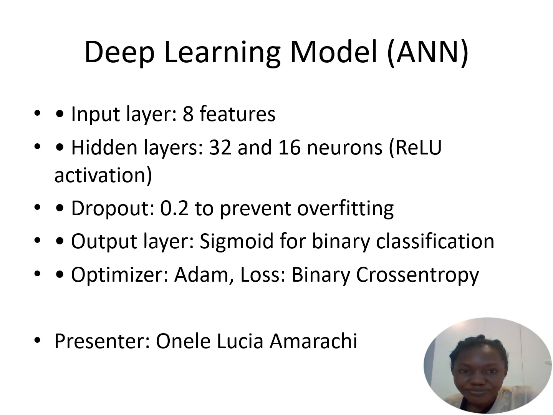Hello, my name is Lucia. For the deep learning model, ANN, we built a simple feed-forward network: input layer matching the number of features, hidden layers of 32 and 16 neurons, ReLU activations, dropout 0.2, and a final sigmoid output. We use binary cross-entropy loss and the Adam optimizer. Early stopping prevented overfitting.